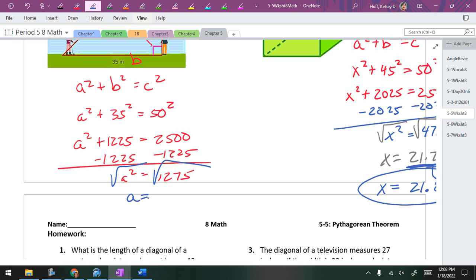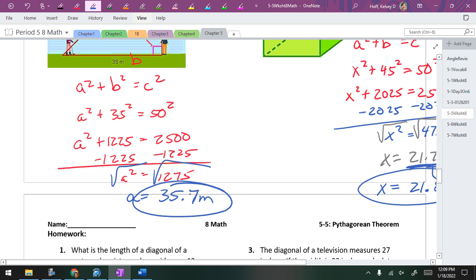So I got 35 squared to be 1225, 50 squared to be 2500. When I subtracted 1225 to the other side, I got 1275, correct? Take the square root, rounded. Somebody give me my rounded answer. Gatlin. 35.7? Anybody else? 35.7? Yes? And what would my label be? Meters. Very good. 35.7 meters.